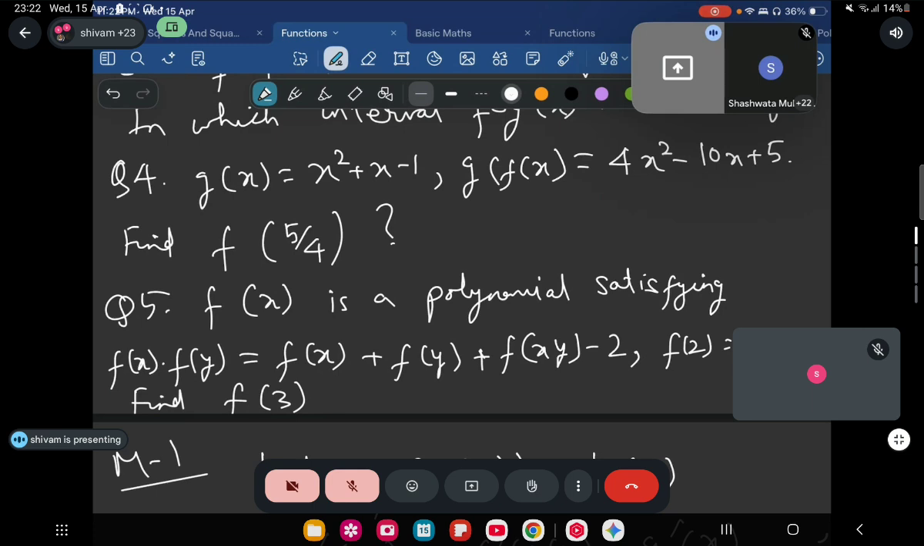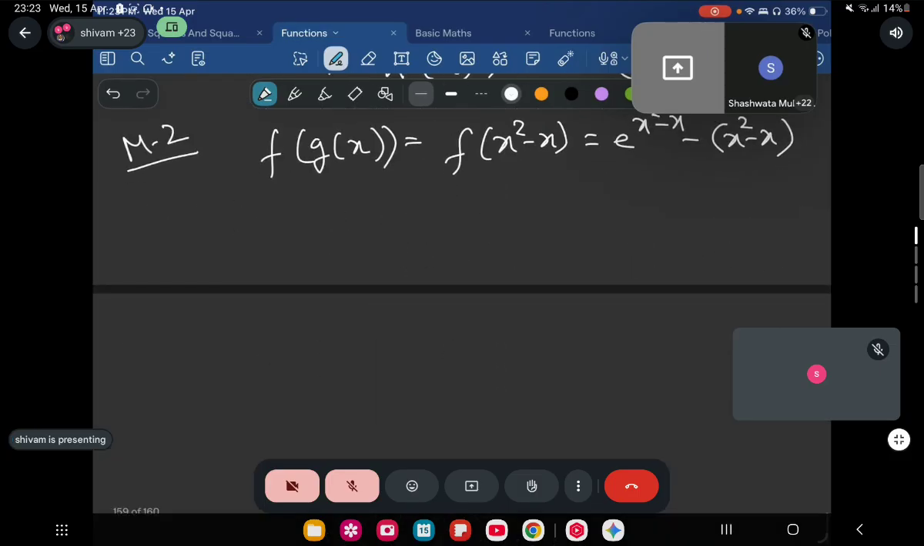g of x is given to us, g of f of x is given to us. You need to find out f of 5 by 4. So what you can do, everyone, is directly substitute 5 by 4, because our task is to replace x by 5 by 4. So in g of f of x, we substitute x by 5 by 4. Method 1 for number 4: g of f of 5 by 4.